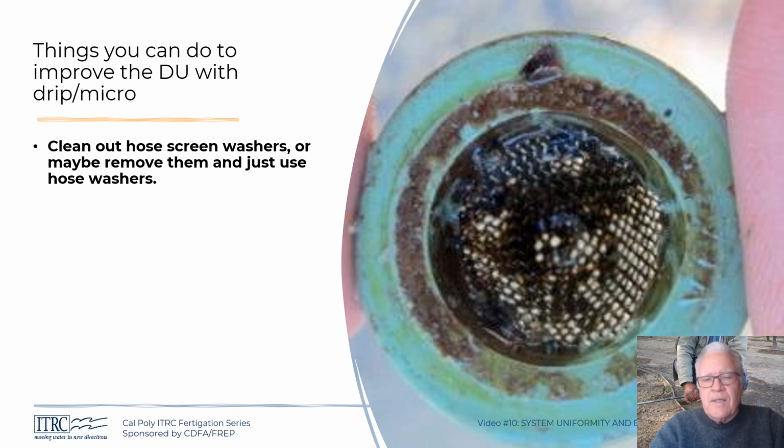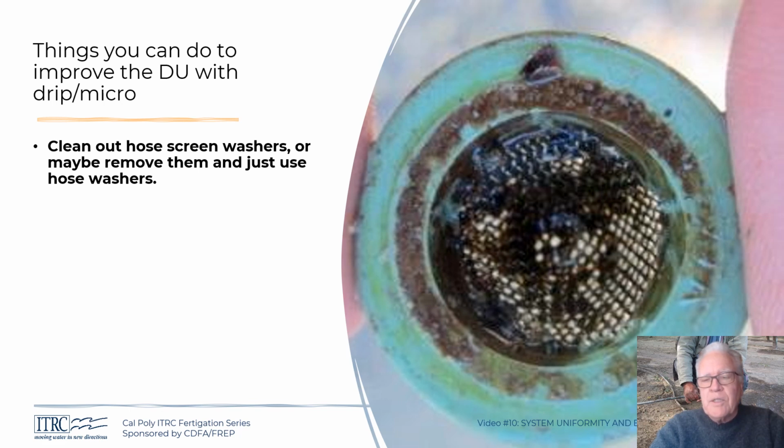These are the little devices that are at the head of every hose in an above ground system. You rarely see them in tape systems, but they're common in microspray and emitters above ground for trees and vines. So what do you do? This picture obviously is of a plugged hose screen washer. You either remove them and put in a regular washer, or you clean them out. And a lot of people just remove them because they're more problem often than helpful.